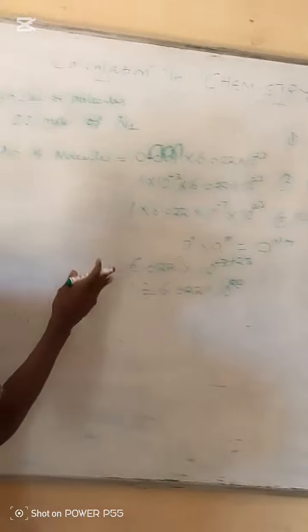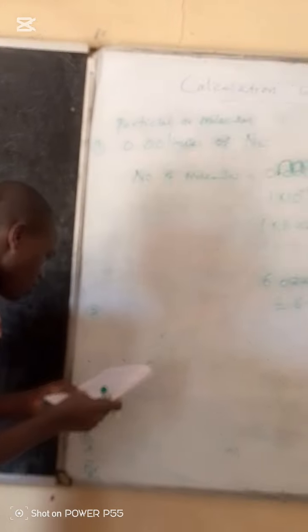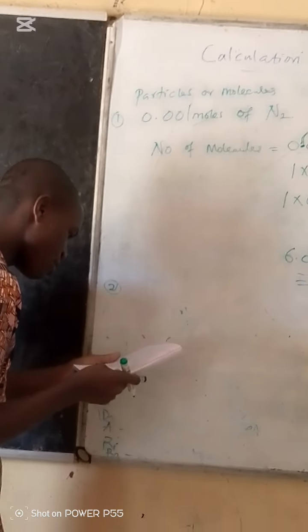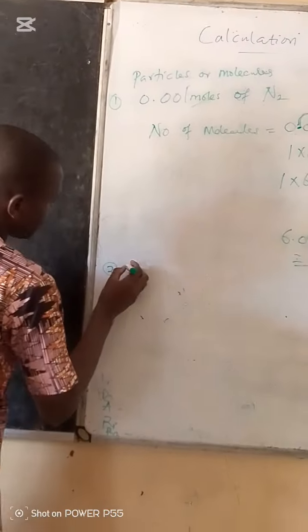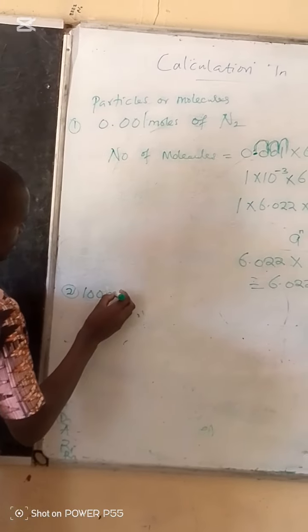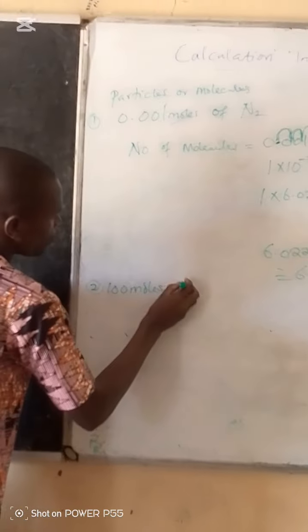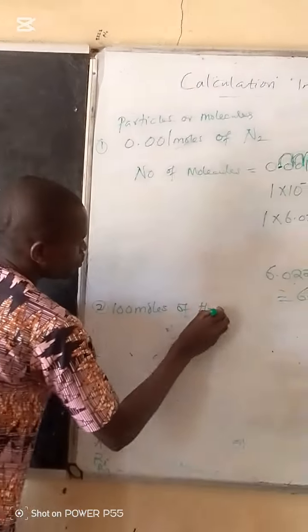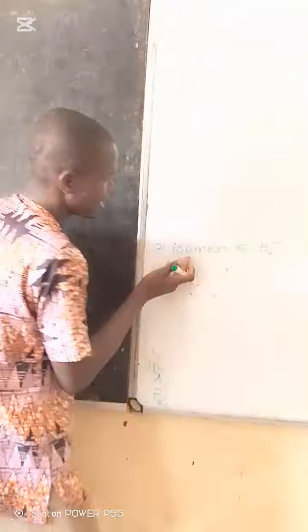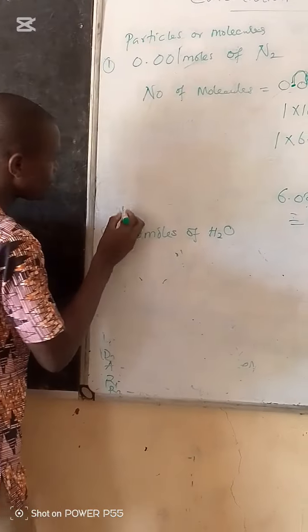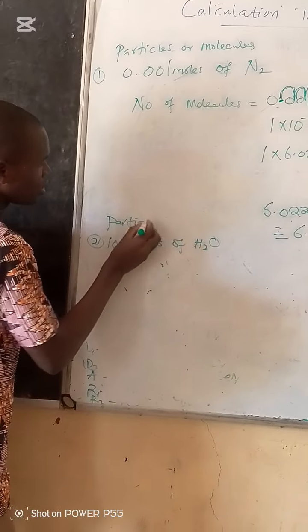So let me take the last example under this. Now, the second question says calculate the number of particles in 100 moles of water, H2O. This is simple. Now, follow the same example. You have the number of moles and you want to calculate particles.